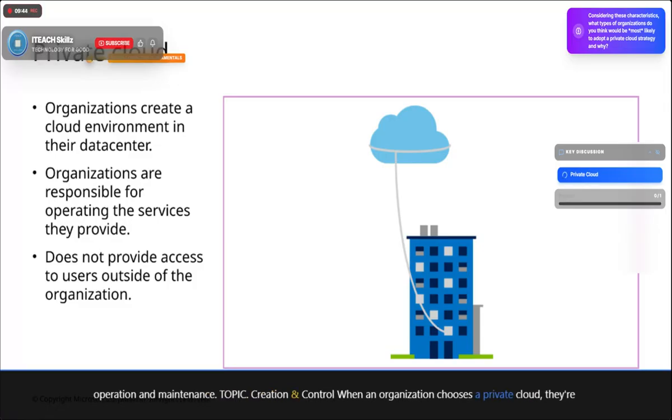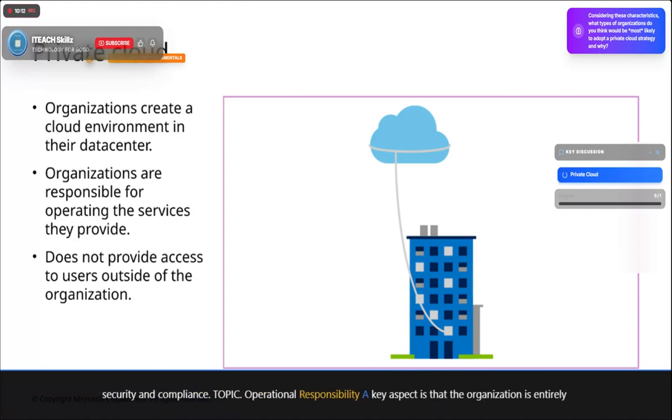Creation and control. When an organization chooses a private cloud, they are essentially saying, we want all the benefits of cloud, scalability and automation, but we'll manage everything ourselves. It involves investing in servers, networking equipment, virtualization software, and a dedicated IT team to keep it running smoothly. For example, a large bank might build a private cloud to host sensitive financial data because they need extremely tight control over security and compliance.